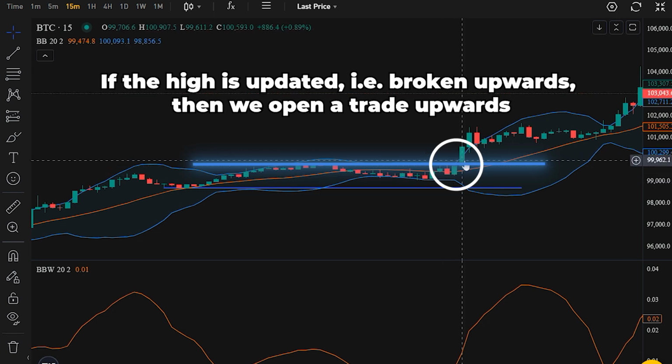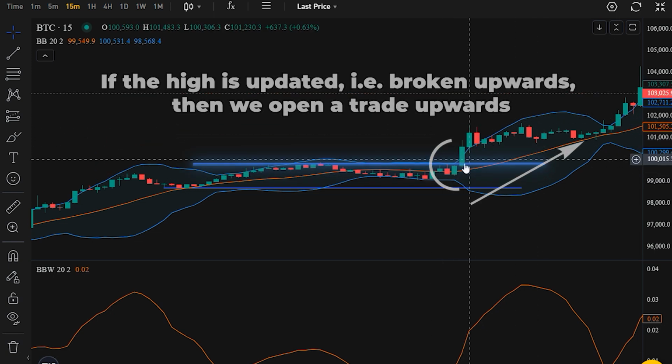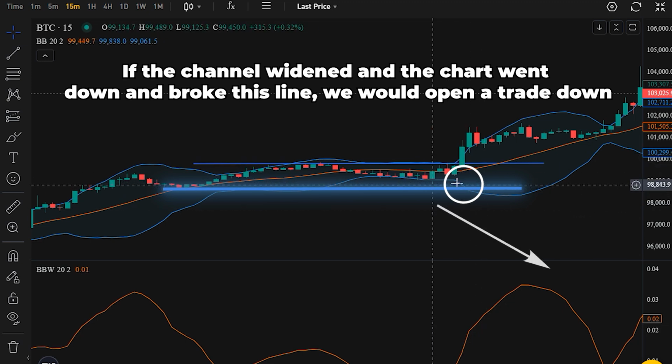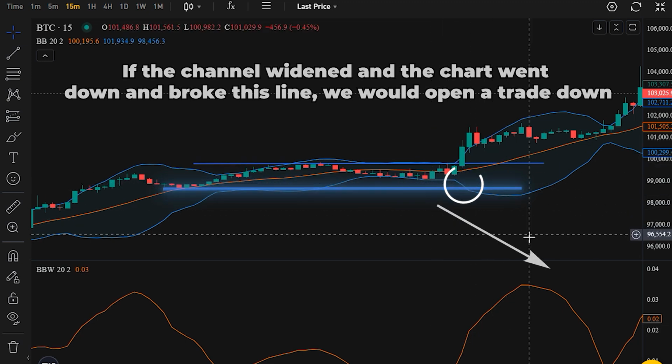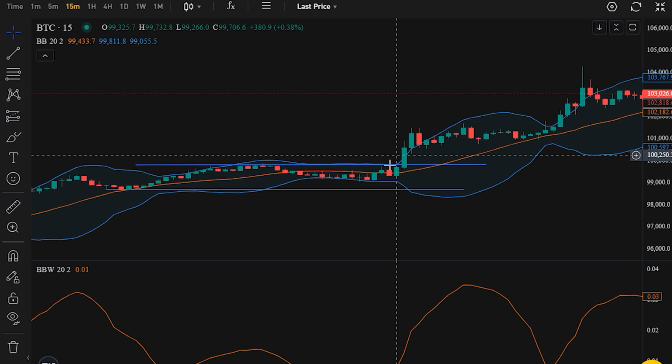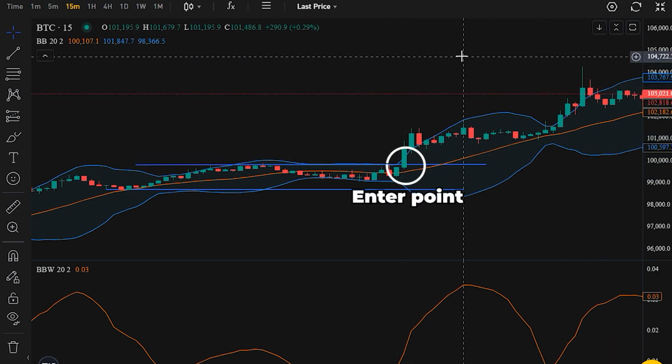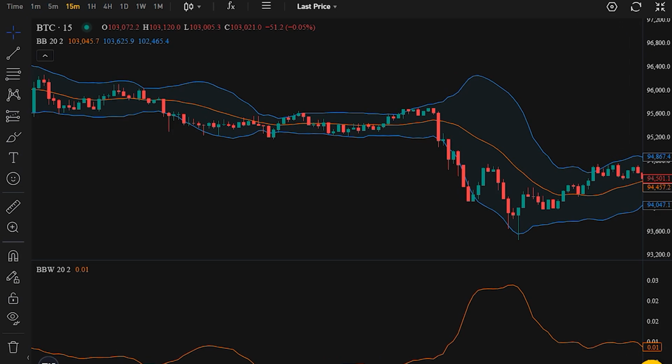If the high is updated, i.e. broken upwards, then we open a trade upwards. If the channel widened and the chart went down and broke this line, we would open a trade down. And as you can see, right here we have a good point to enter upwards and we get a good profitable signal.